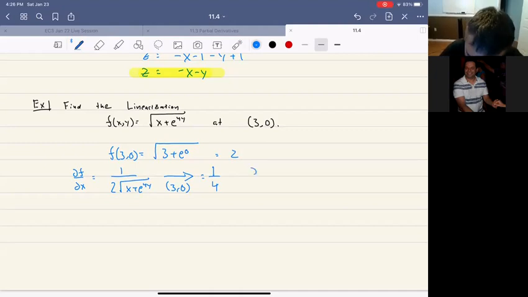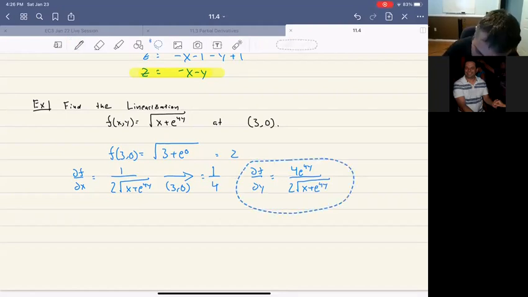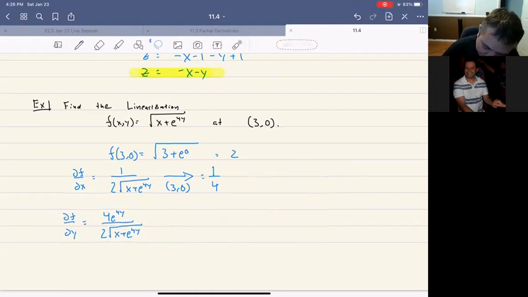All right. Partial f with respect to y. It's going to be 4e to the 4y over 2 square root of x plus e to the 4y. Plug in 3 comma 0. e to the 0 is 1, so this is going to be 4 over 4. That's just going to be 1.